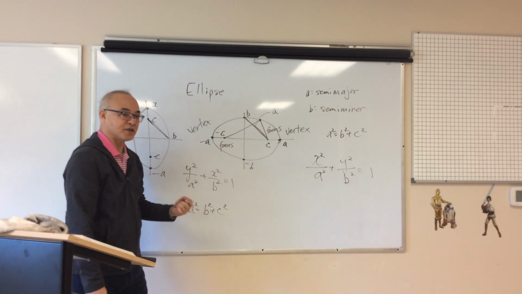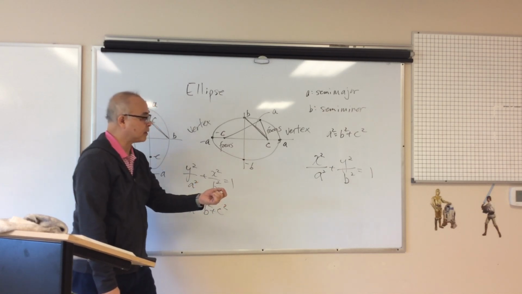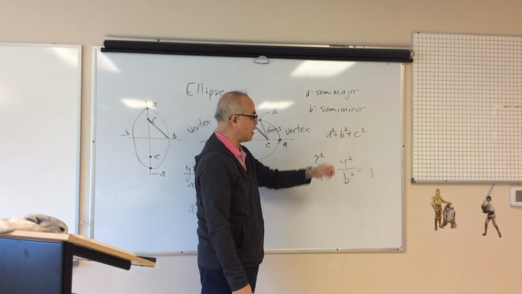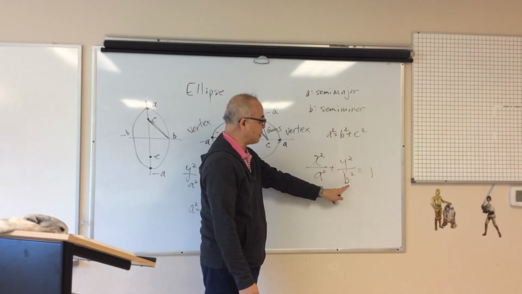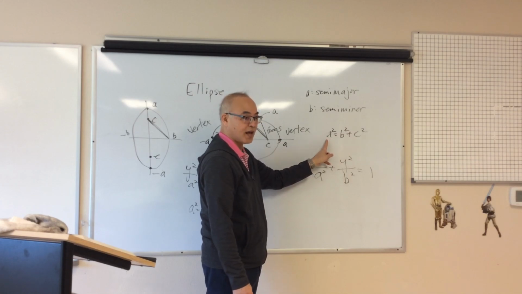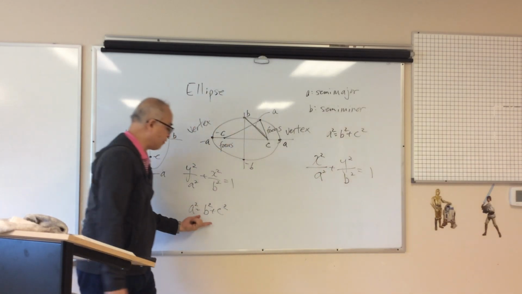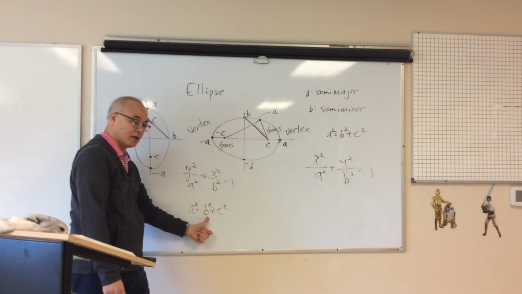Well, the answer is no. Because if you look at here, there is no way that B is larger than A. A has to be larger. And the same thing over here. A has to be bigger than B. Okay?